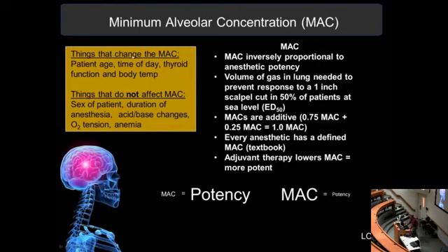There are physiologic factors and geographical factors that can change the MAC. The patient's age, the time of day, interestingly, thyroid function and body temperature are known things that can alter the MAC. Things that typically don't affect the MAC, ironically, are the sex of the patient, the duration of anesthesia, changes in body chemistry, oxygen tension, and anemia. So from an anesthetic standpoint, there are things that you need to be aware of. And obviously we alluded to changes in altitude as well.